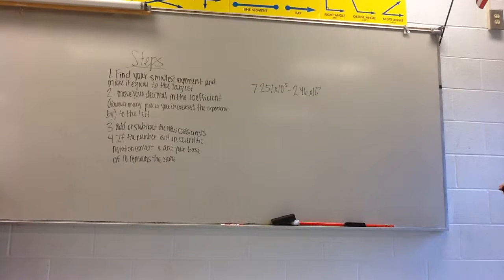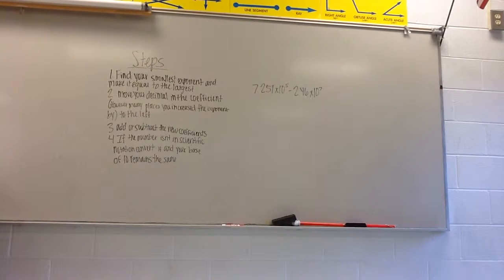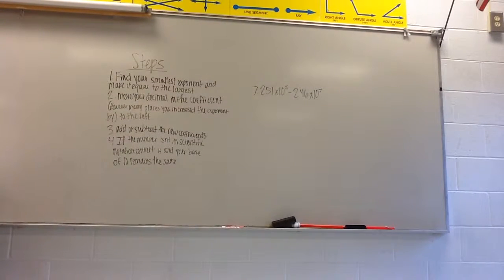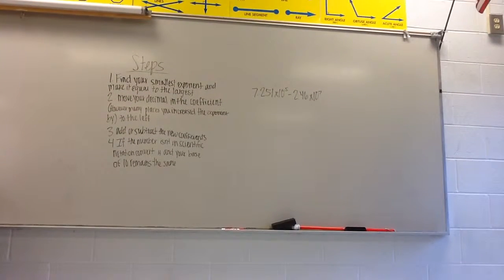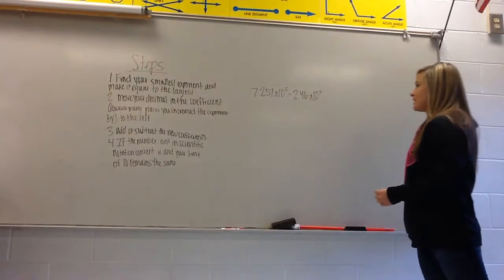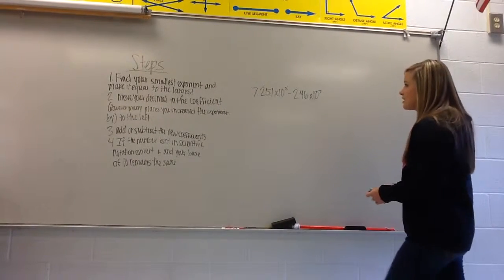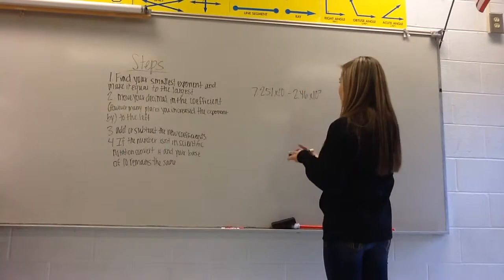Your first example for this lesson is 7.251 times 10 to the 5th minus 2.46 times 10 to the 7th. Your first step is to find your smallest exponent and make it equal to the largest. In this example, 7 is your largest exponent and 5 is your smallest. So we're going to make that 5 a 7.